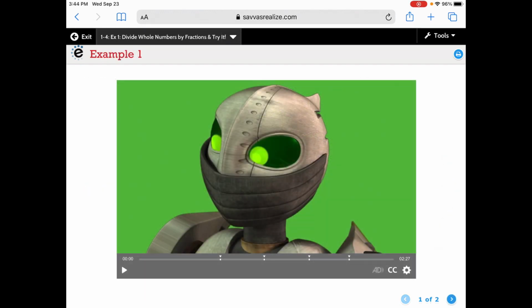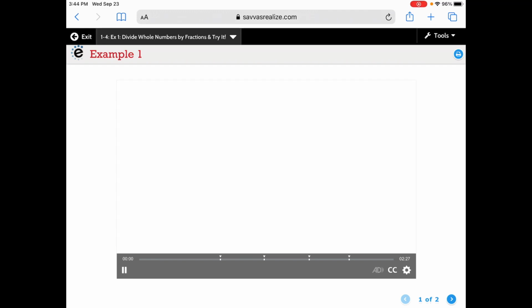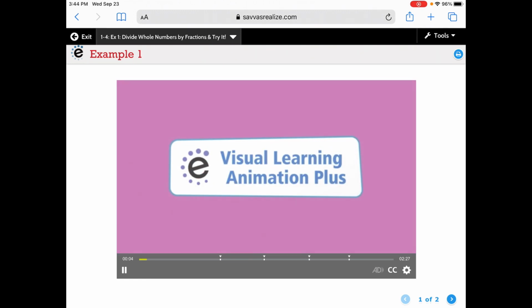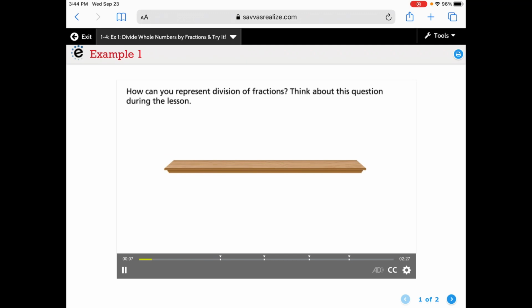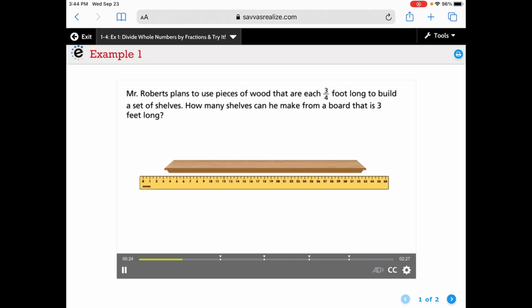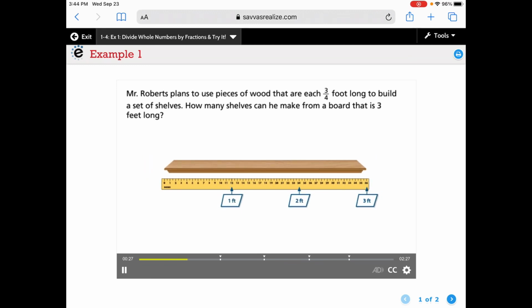All right, so everybody should be on page 34 of their consumable notebook. We're looking at the one that has the picture of the piece of wood at the top, so please follow along. How can you represent division of fractions? Think about this question during the lesson. Mr. Roberts plans to use pieces of wood that are each 3/4 foot long to build a set of shelves. How many shelves can he make from a board that is 3 feet long? Think. How many 3/4 are in 3?